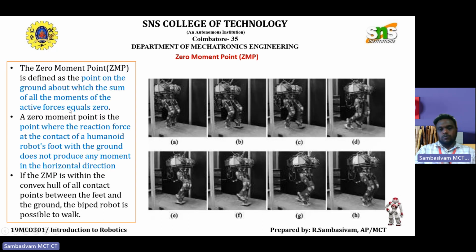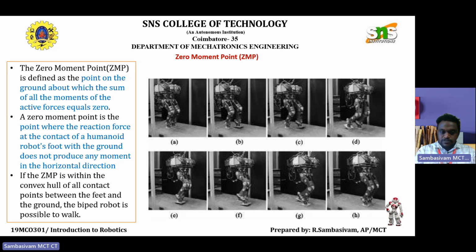Finally, we are going to discuss the zero moment point, ZMP. ZMP is the point on the ground about which the sum of all moments of active forces becomes equal to 0. Only then can we obtain the equilibrium condition. Similarly, the zero moment point is the point where the reaction force at the contact of the humanoid robot with the ground does not produce any moment in the horizontal direction.